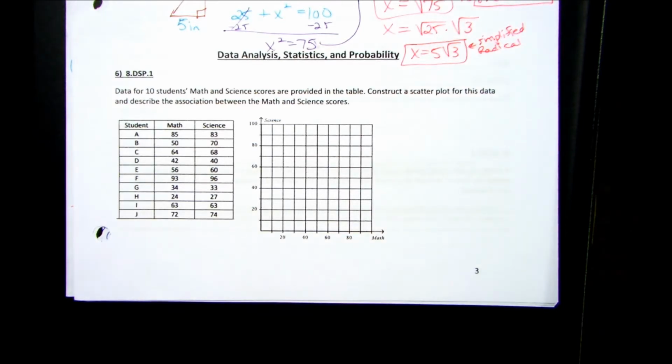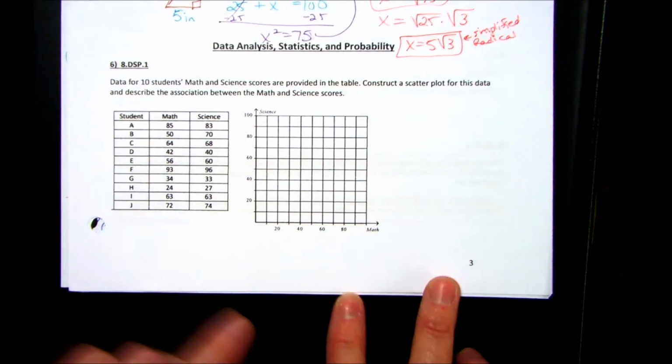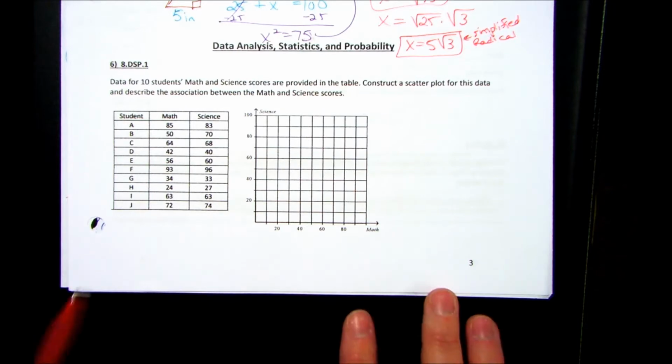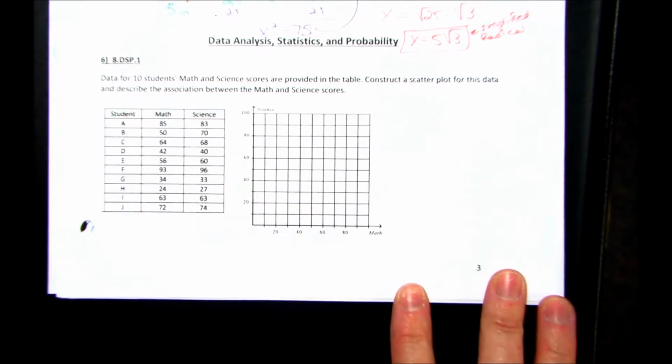Hello again, and we are going to continue with our ISTEP review. The category is data analysis, statistics, and probability. These are again some problems that I have pulled from the Indiana Department of Education website, and I'm just going to work them out and show you how to do these.